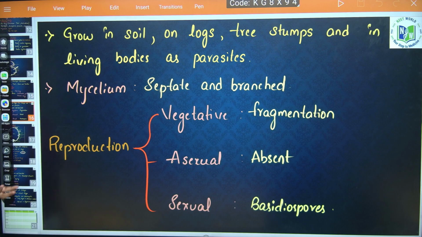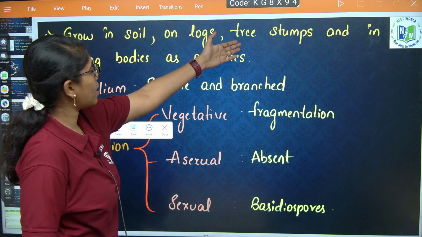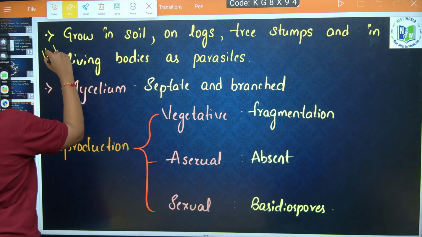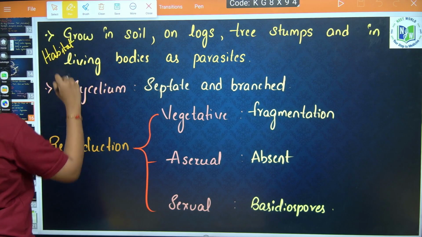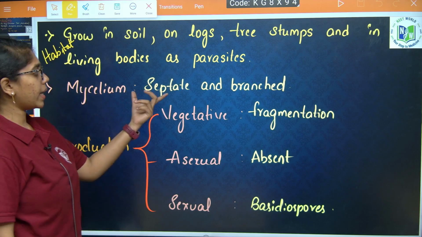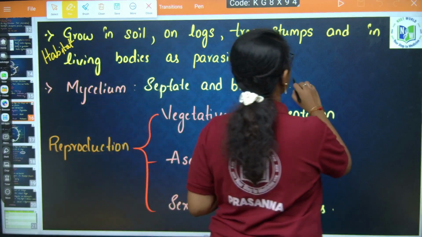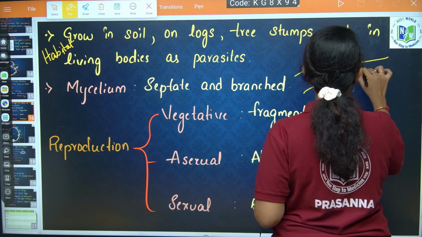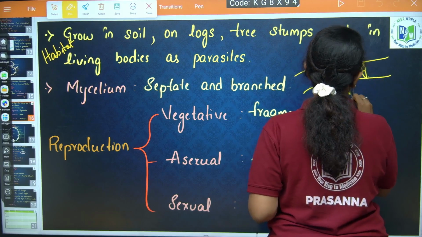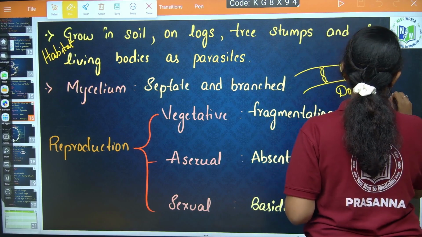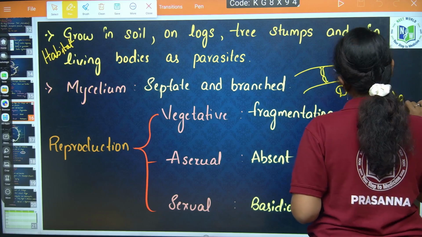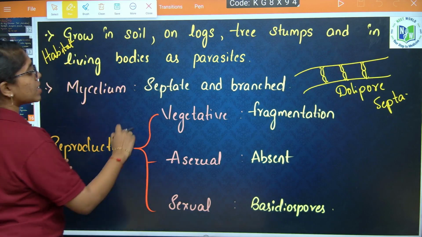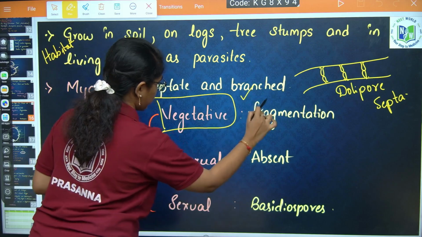Next, they grow in habitats like soil, on logs, on tree stumps and in living bodies as parasites. This is the habitat of Basidiomycetes. Next, the mycelium is septate and branched. What type of septa will you see in Basidiomycetes? Of course, dolipore septa. Yes. Next, if you look into the reproduction of Basidiomycetes, vegetative reproduction is by fragmentation.